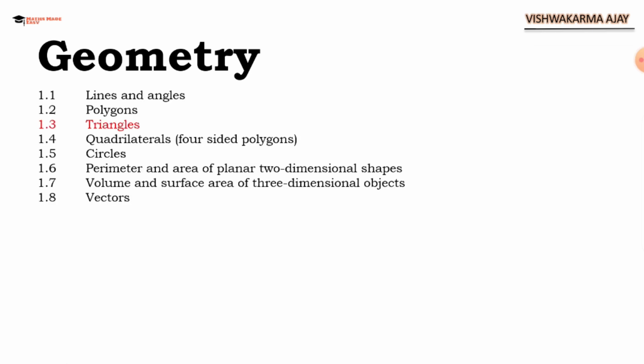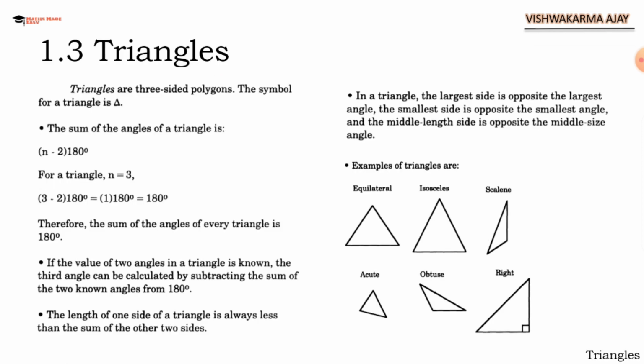Today we are going to see the third chapter in basic geometry: the triangle. In the last two lectures we have covered angles, lines, and polygons. Let's get started. A triangle is a three-sided polygon. The symbol of a triangle looks like this, like a cone or pyramid.